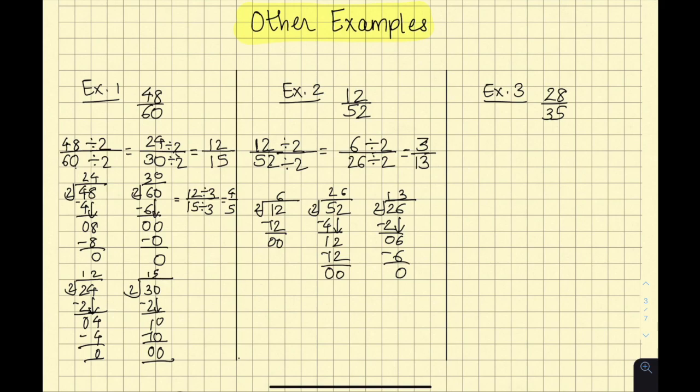Now the last example we have is 28 over 35. 28 is an even number, can be divided by 2, whereas 35 cannot be. Divisibility by 3, if I check 2 plus 8 is 10, not divisible by 3. Then divisibility by 5, yes 35 can be divisible by 5, whereas 28 is not. Now we move on to the next number 7. So 7 fours is 28, 7 fives is 35. 4 and 5 cannot be reduced further. Hence 4 over 5 is the simplest form of the fraction 28 over 35.